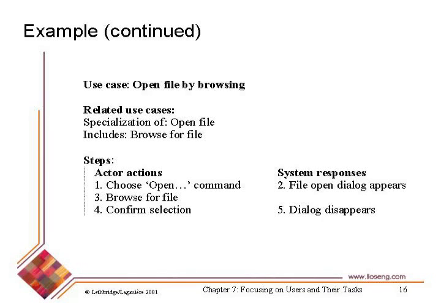Open file by browsing is another specialization of open file. So again, we have choose open command, file open dialog appears. Same thing. This time, browse for file. But you'll notice that is just an inclusion use case. Okay, so somewhere else is a use case that says how do you browse for file. And then confirm selection, we're not saying how, whether it's done by clicking OK or hitting return. Maybe both of them work. We're leaving that aside. That's user interface design, perhaps. Dialog disappears. So a lot of it's the same. The main difference is browse for file.